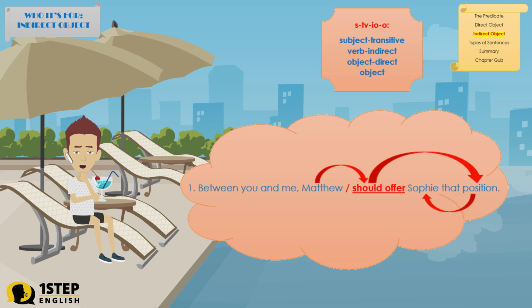Let's check your answer. The subject is Matthew. The predicate is should offer Sophie that position. The verb is should offer. From subject to verb, Matthew should offer. From verb to direct object, should offer position. From direct object to indirect object, position to Sophie.